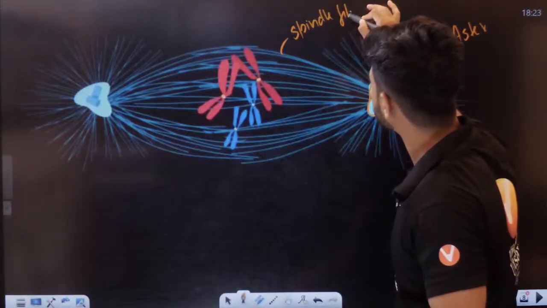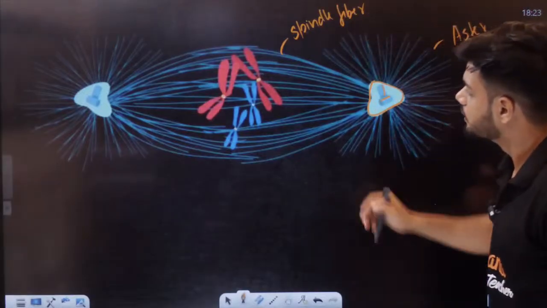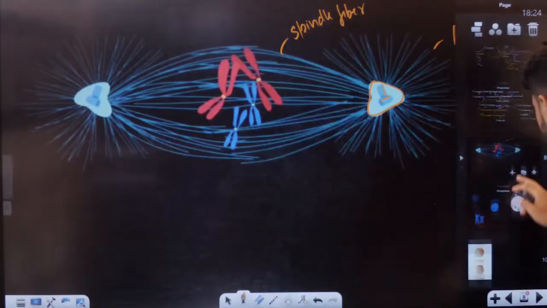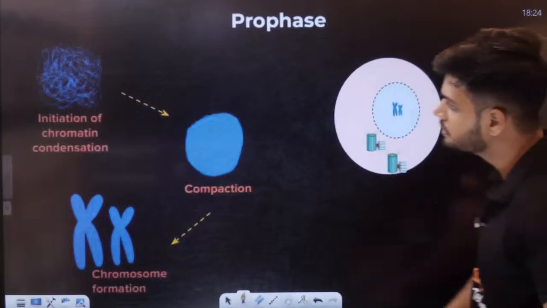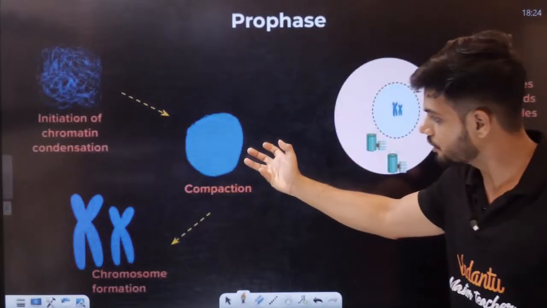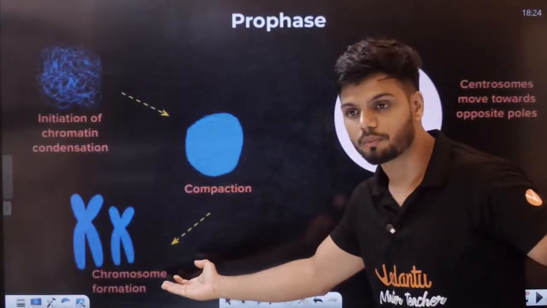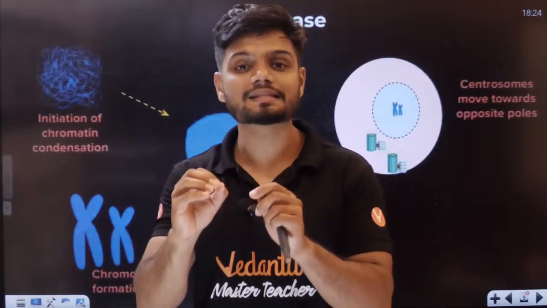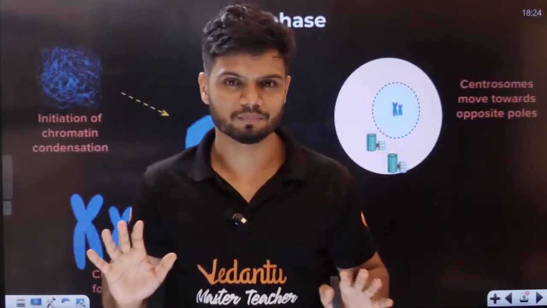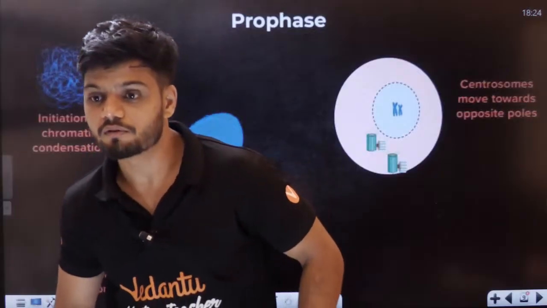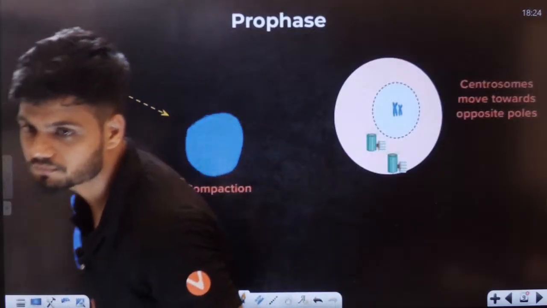Spindle fiber is here. Now they're attaching to the chromosome right now. So this is what is happening. Initial chromatin condensation, it becomes a ball here. And then we have chromosome formation. So by the end of prophase, we can see the chromosomes inside a cell. Chromosomes become more and more visible.